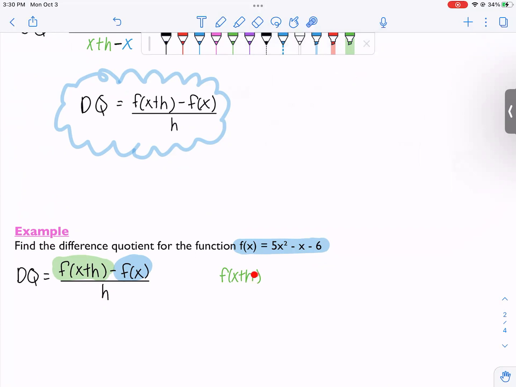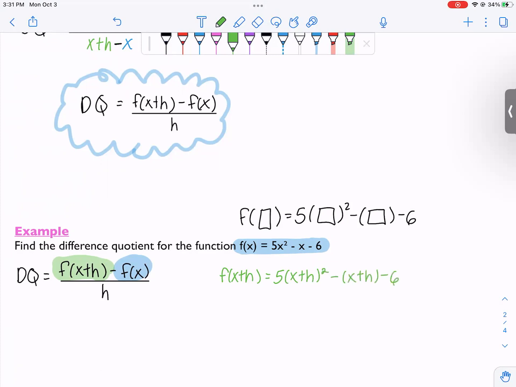F of x plus h comes from plugging x plus h into this function. Right? In general, functions work like this. Whatever's in this box goes in all these boxes where you see x's, so I can replace the x with a box and then just fill in the blanks. So I am putting x plus h into these boxes here. So this is 5 times x plus h quantity squared minus x plus h minus 6.